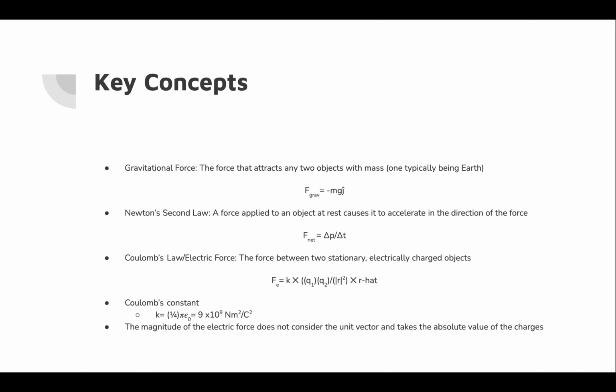Key concepts for this lab include the gravitational force, which is the force that attracts any two objects with mass, Newton's second law, where a force applied on an object at rest causes it to accelerate in the direction of the force, and Coulomb's law, or the electric force, which is the force between two stationary electrically charged objects, which is what we are primarily doing in this experiment. Coulomb's constant is listed below, and the magnitude of the electric force does not consider the unit vector and takes the absolute value of the charge, which is what we will be doing in this experiment.